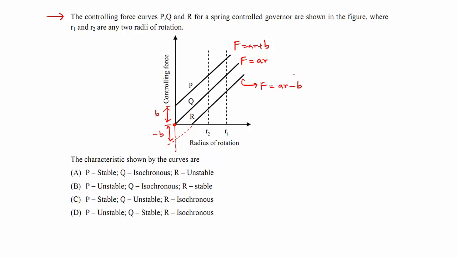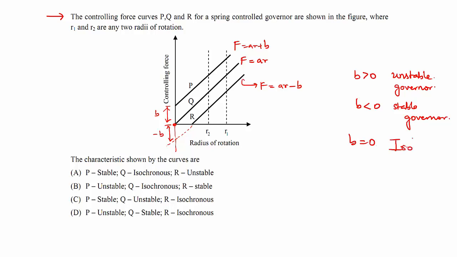So here, if B is greater than 0, then it is an unstable governor. If B is less than 0, then it is a stable governor. If B is equal to 0, then it is an isochronous governor, which means constant speed at all the radii. Isochronous governor.